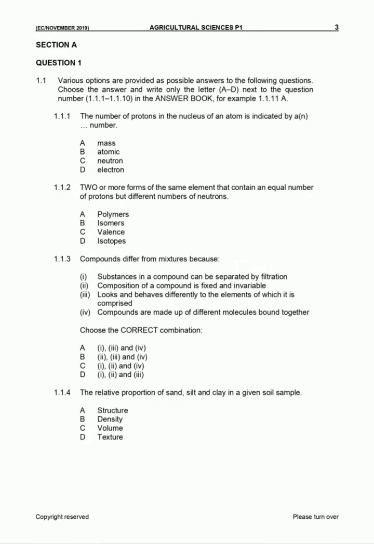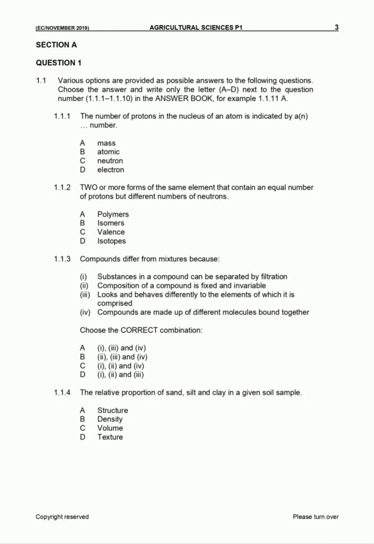So the atomic number also refers to the number of protons. So B is the correct answer there. So you only write B. So you will say 1.1.1 B in capital letters, guys.